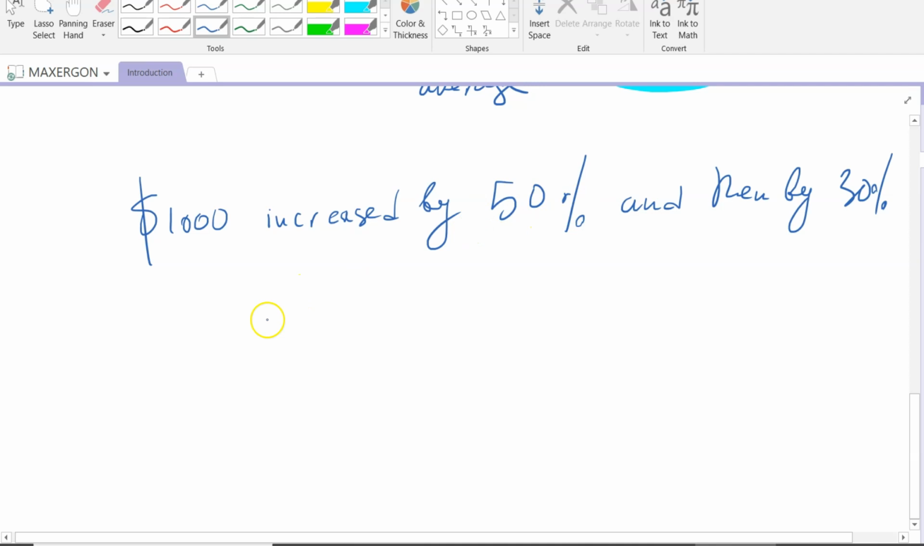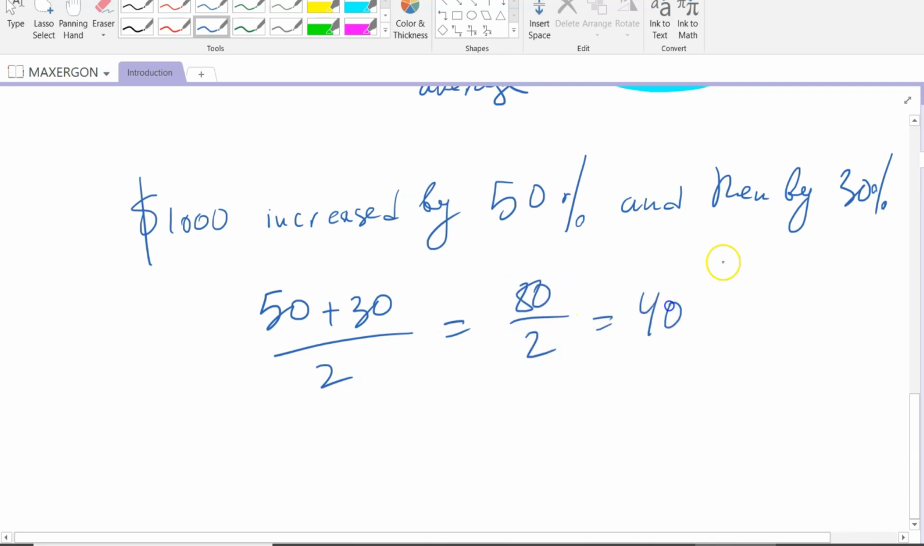If we take arithmetic average, it seems like we should solve this problem as this. 50 plus 30 divided by 2, which would give us 80 divided by 2, 40%. Let's try now to apply this 40% increase 2 times. So we'll start with $1,000 and apply 40% 2 times.